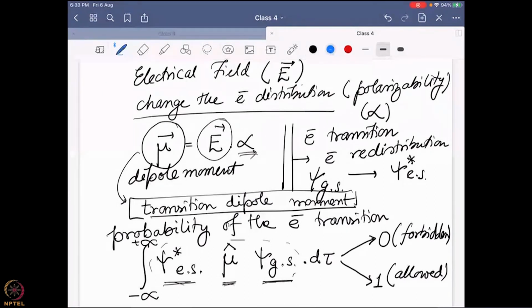An electrical field of the electromagnetic radiation interacts because it's stronger compared to the magnetic field. It interacts with the electronic distribution given by the polarizability. If we combine them together, I get a dipole moment. This dipole moment is created during the interaction between the electromagnetic radiation and the matter. So it is a transition dipole moment. That means it happens only during the transition.